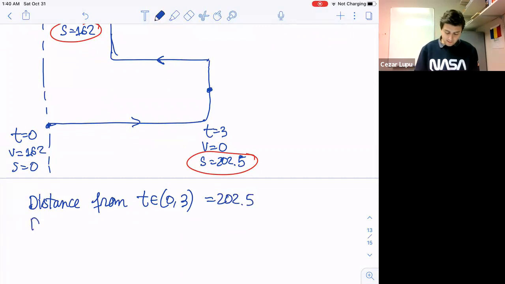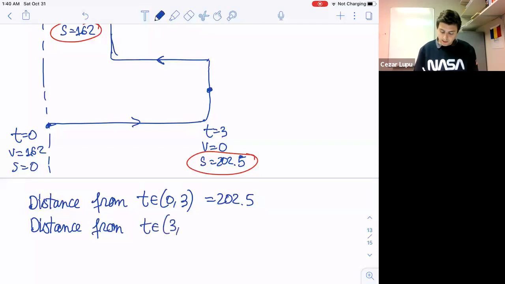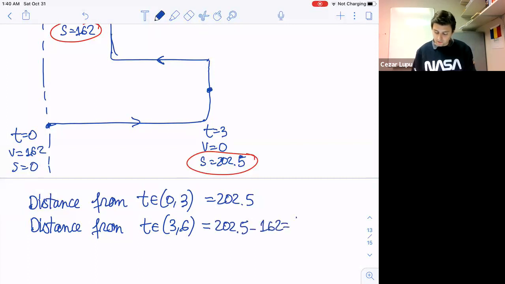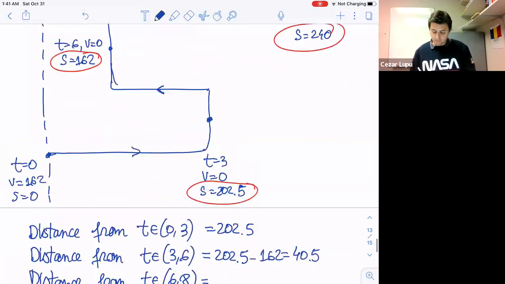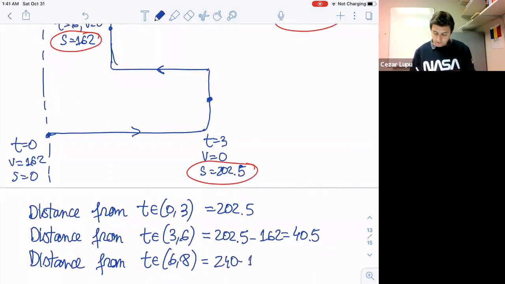Then the distance from 3 to 6 in this interval is 202.5 minus 162, which will give us 40.5. And the distance, right, from when t is between 6 and 8, this will be nothing else than just 240 minus 162, which is nothing else than just 78.